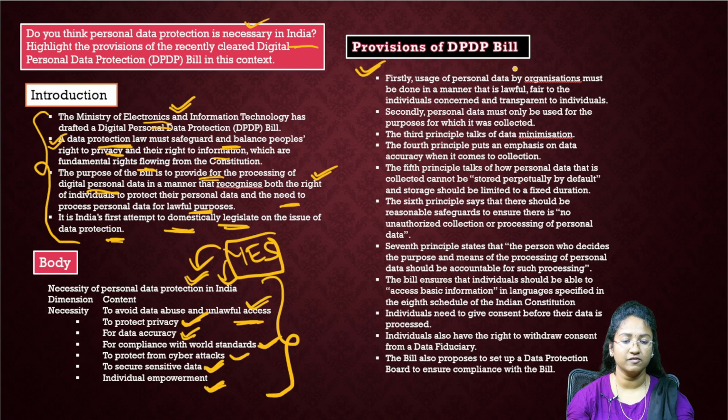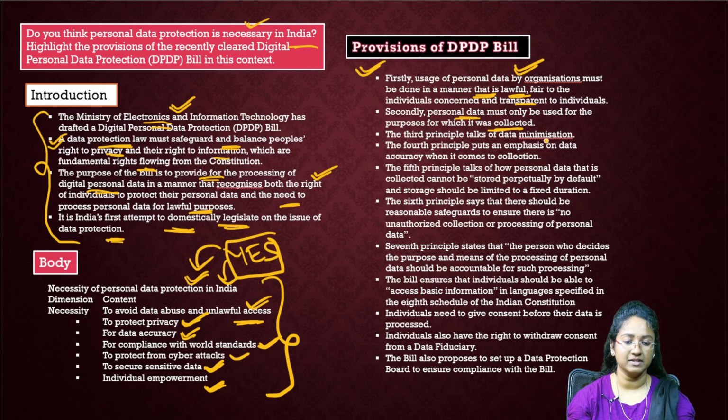Firstly, usage of personal data by organizations must be done in a manner that is definitely lawful, and it must also be fair to the individuals concerned and transparent to the individuals. So if our data is collected, it must be used in a fair and transparent way. And then personal data is to be used only for the purposes for which it is collected. So if my personal data is collected for a particular task, only for that it has to be used. It must not be used for other things, right? For whatever purpose it was collected, only for that purpose the data has to be used.